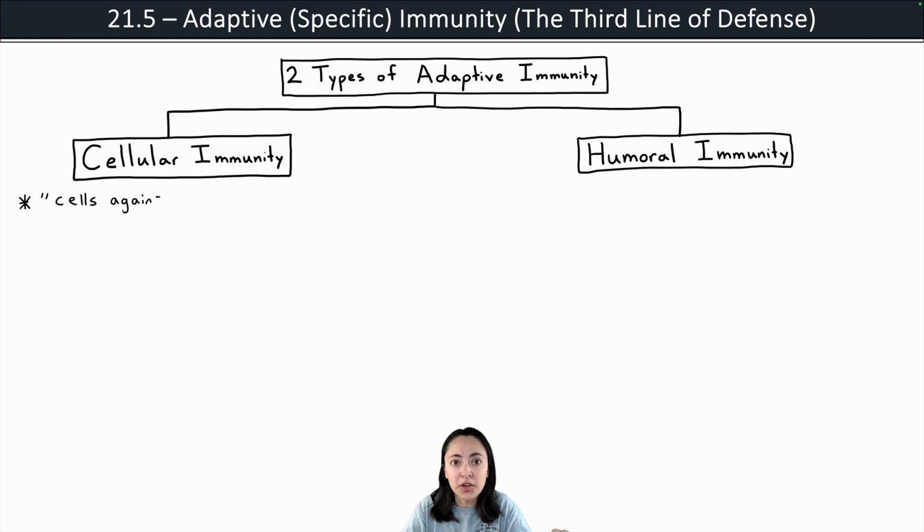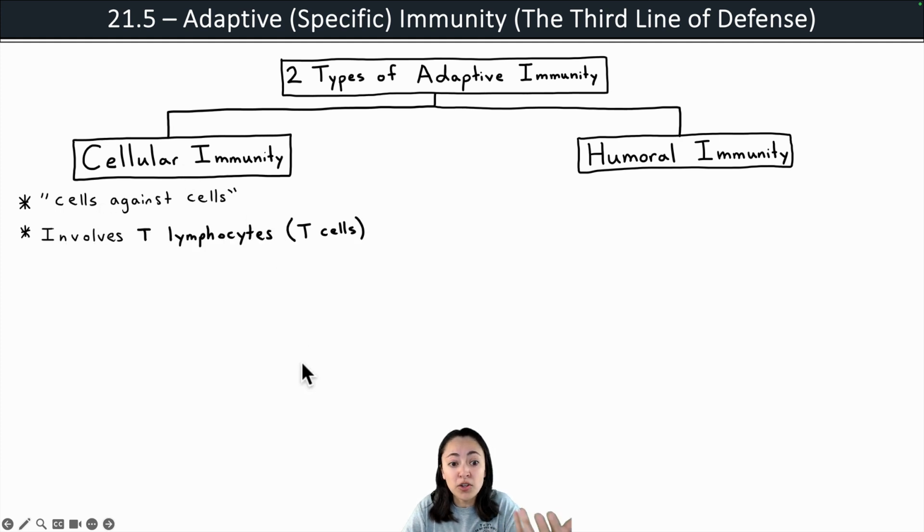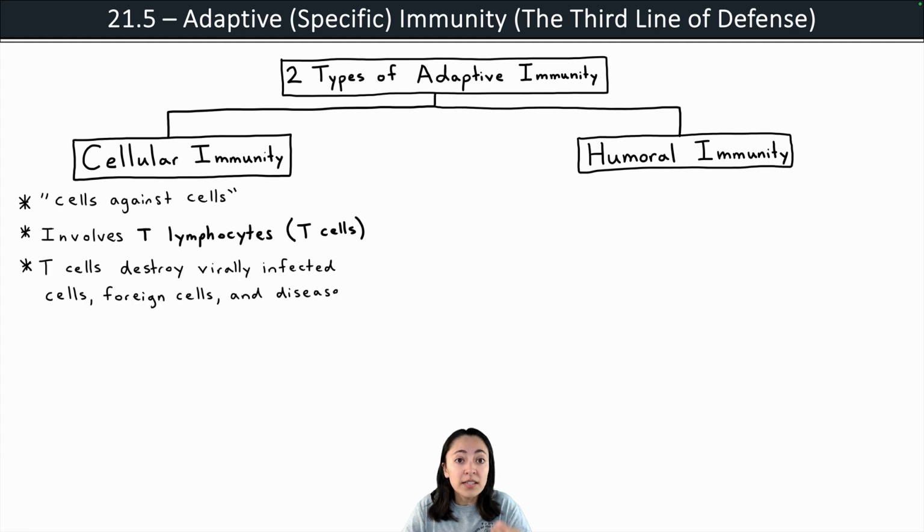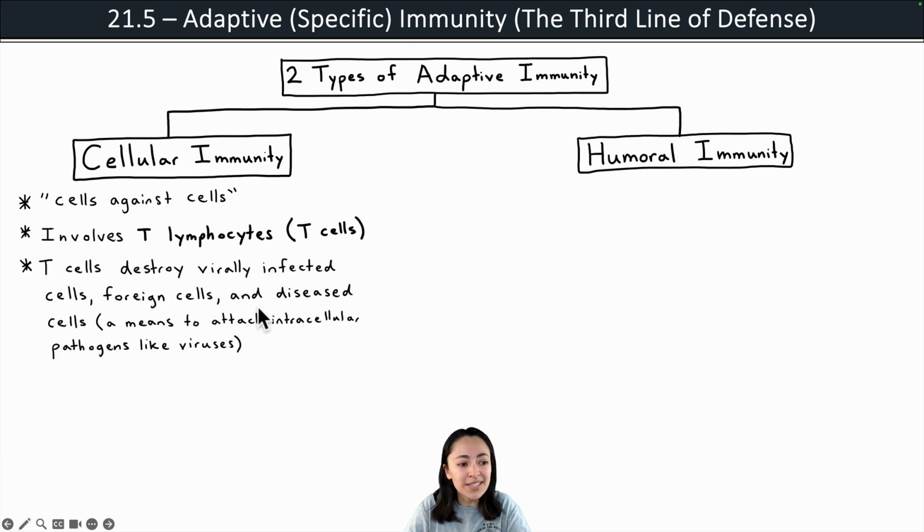Now let's focus on the two different types of adaptive immunity. This involves our cellular immunity as well as our humoral immunity. When you think of cellular immunity, you could think of it as cells against cells. This is going to involve our T lymphocytes, also known as our T cells. T cells destroy virally infected cells, foreign cells, and diseased cells. So this is an example of cells killing other cells. Our cellular immunity is also a way that our body can attack intracellular pathogens like viruses.